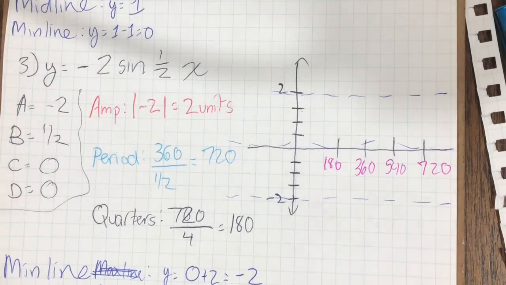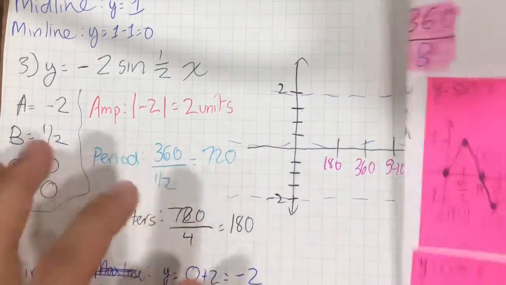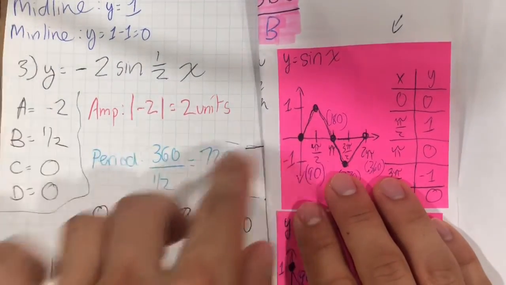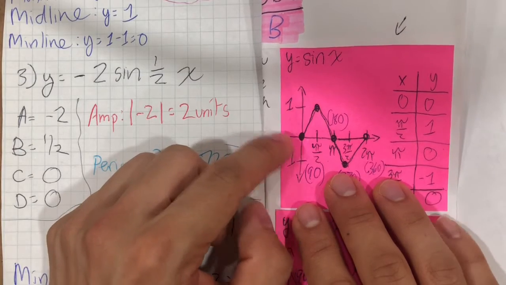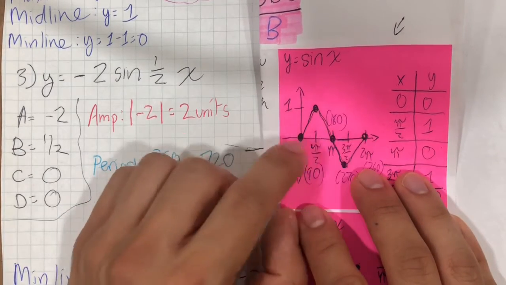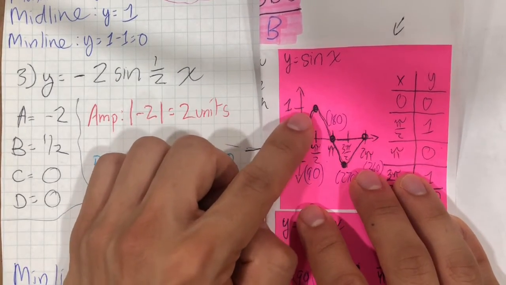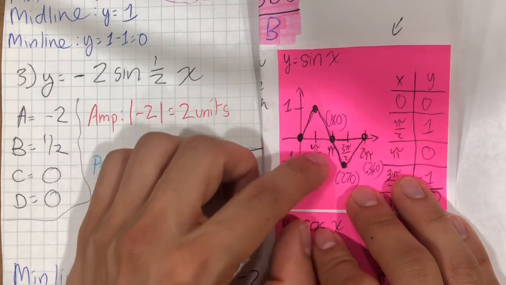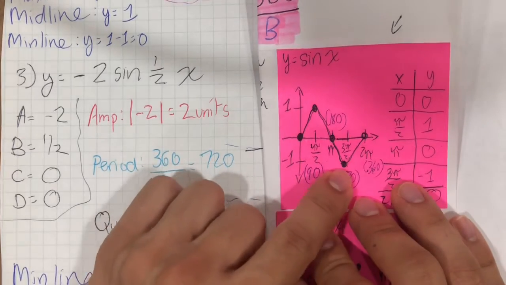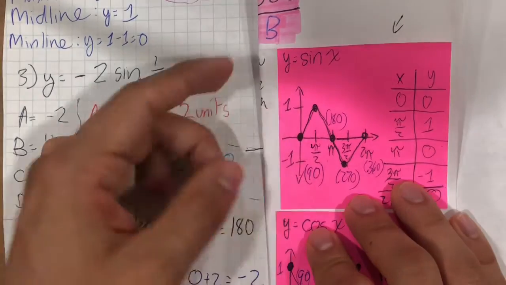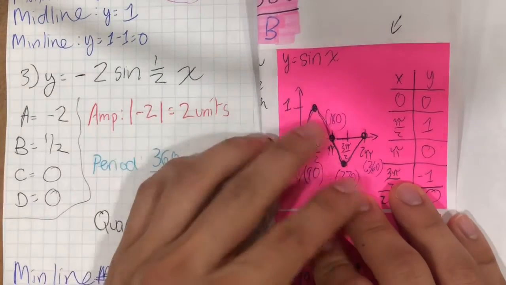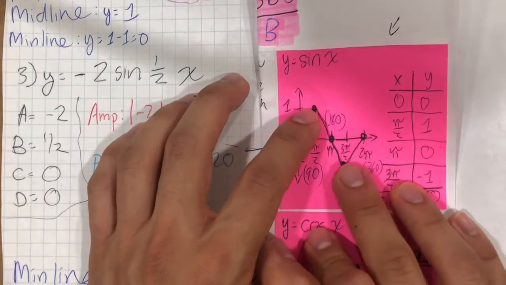All right, so let's go ahead and get started. Now, if you take a look, we see we have our graph for sine, and we have our points on the midline, and then we have the maximum point, which is 90, 1, and then we have our minimum point, which is 270, -1. All right, so we have the -2 that's in the front, so that's going to affect the maximum and the minimum point.